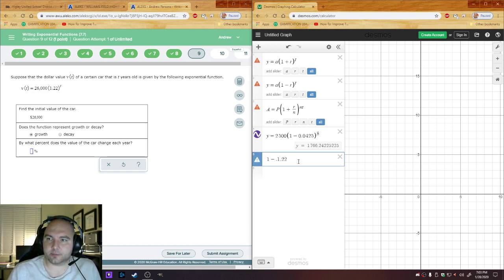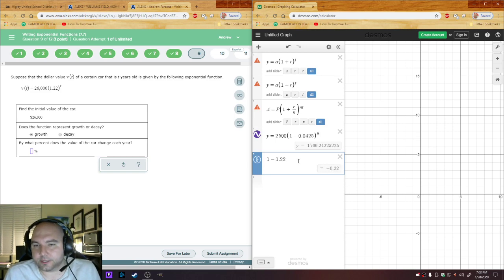Oops, I put an extra decimal in there. I subtract, I get negative 22. I would not do it like that. I don't know how to describe it better than this. It's clearly more than 1. How much do you add to 1 to get 1.22? You add 0.22, right? So the percent of increase is 22.